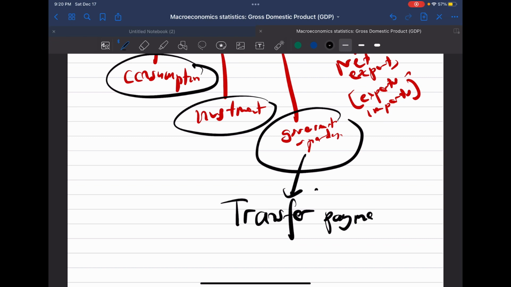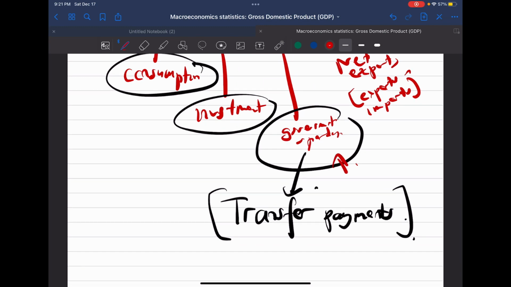Transfer payments are basically the government, let's say, giving unemployment checks, or maybe there's a certain crisis, the government gives a check to help the people. When the government gives those checks, those are called transfer payments, right? Basically transferring the money. That is not counted as government spending.